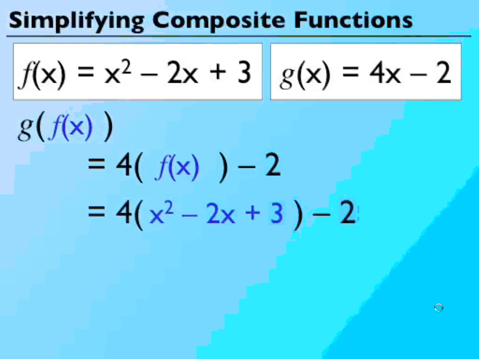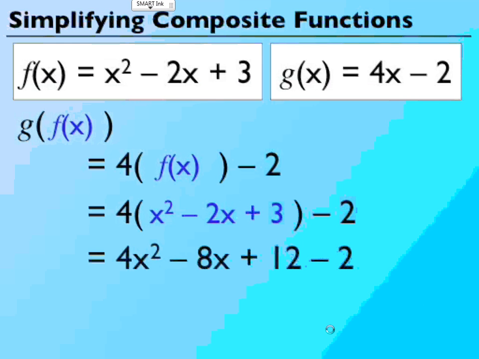Now, in order to simplify here, all I'm going to have to do is distribute the 4 to each thing. So I distribute that 4, and I've got 4x squared minus 8x plus 12 minus 2, and I combine my like terms, and there I've got my final answer, 4x squared minus 8x plus 10.